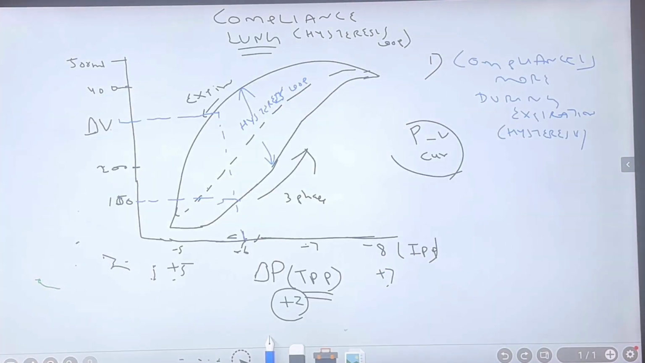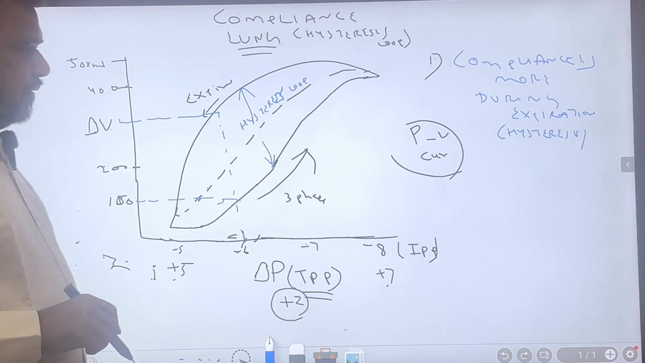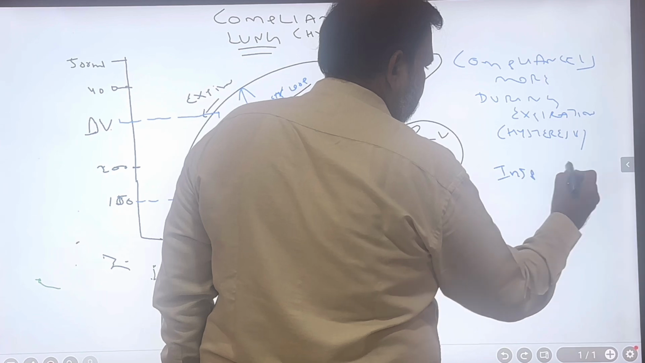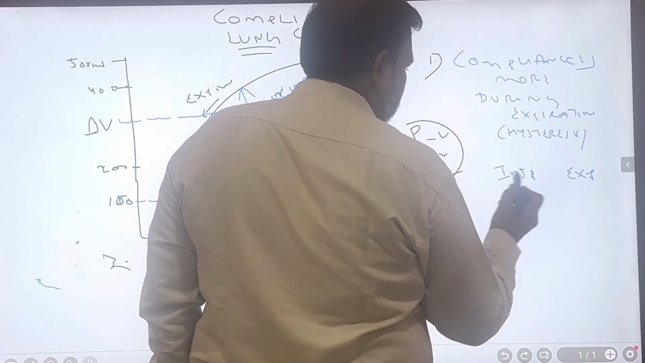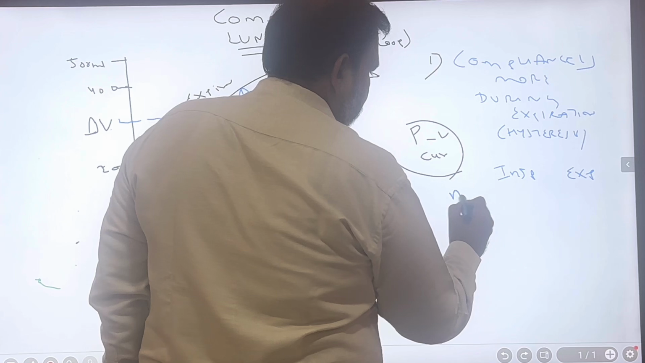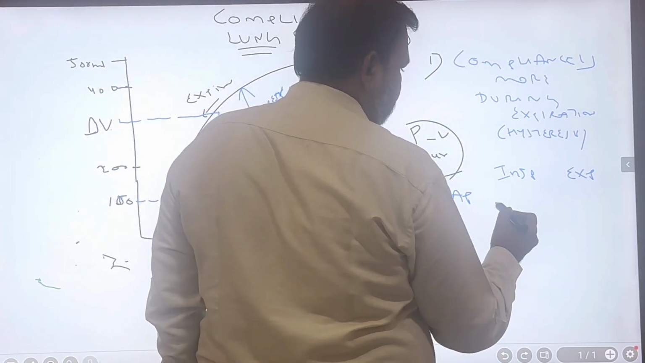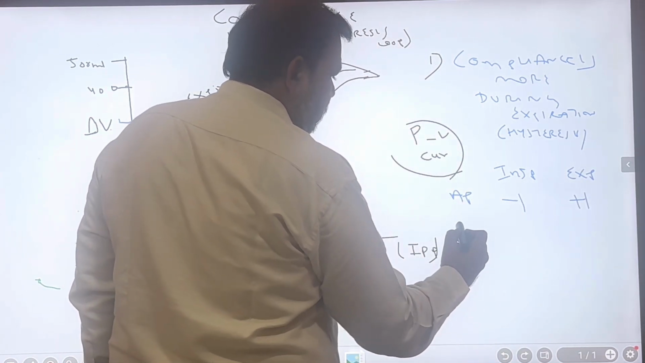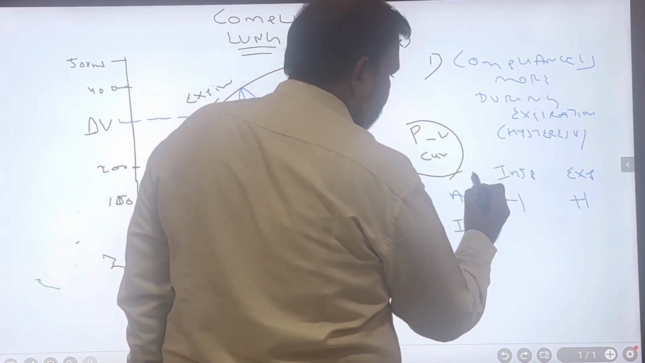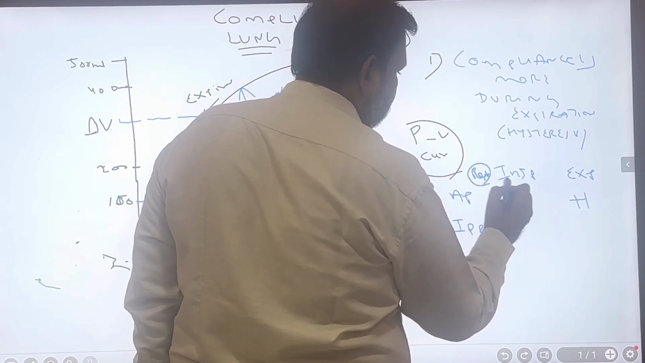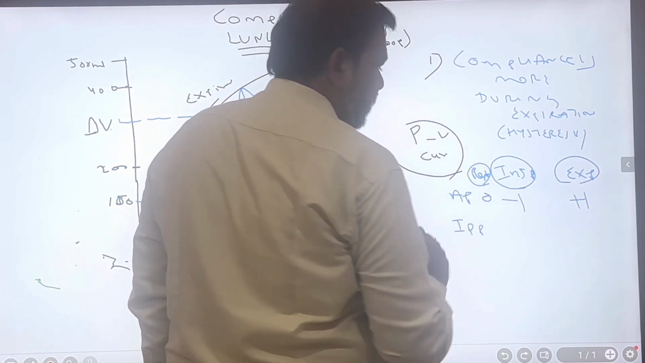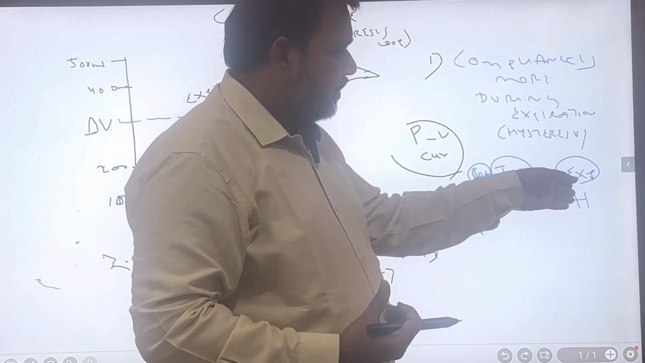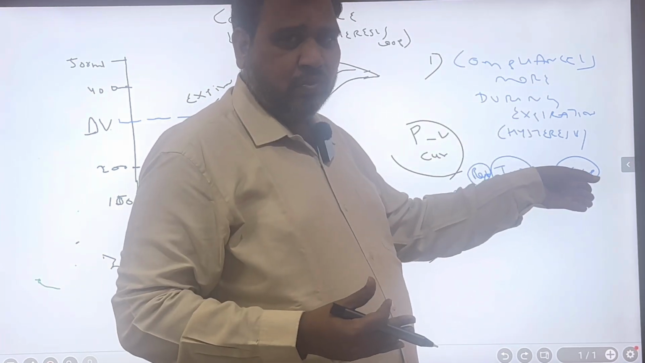Note it down. If you want the pulmonary pressure values, I will write inspiration, expiration. Alveolar pressure: at the start of inspiration it is -1, and in expiration it is +1. Intrapleural pressure, you can put rest also so that you will understand. Just concentrate: rest, inspiration, expiration. At rest, alveolar pressure is 0. At the start of inspiration it is -1, so air is coming in. When we are going to expire, the alveolar pressure is +1.